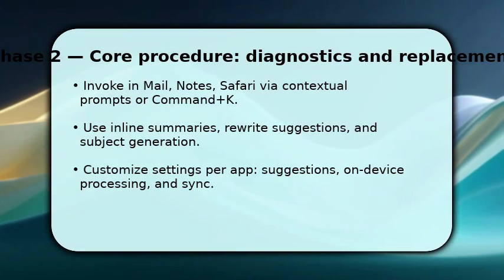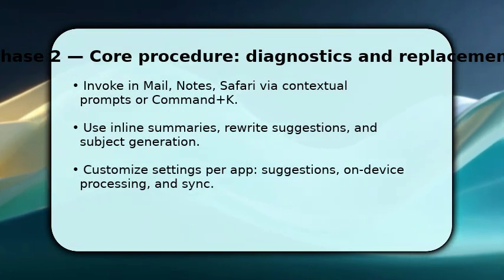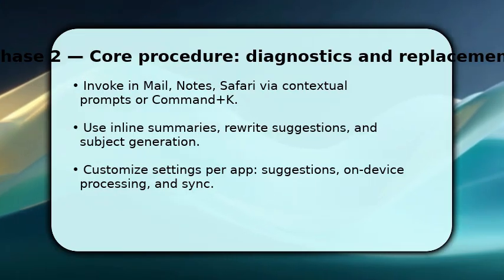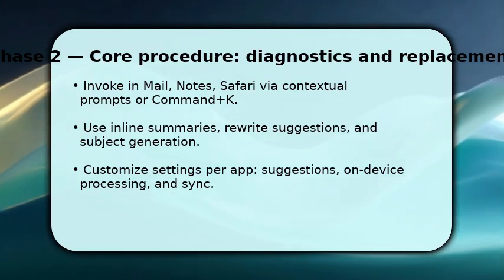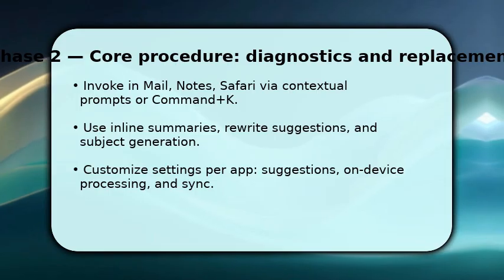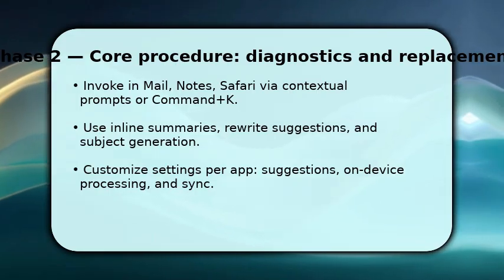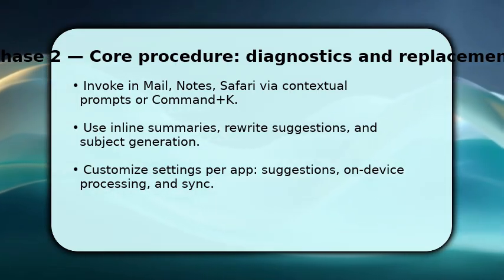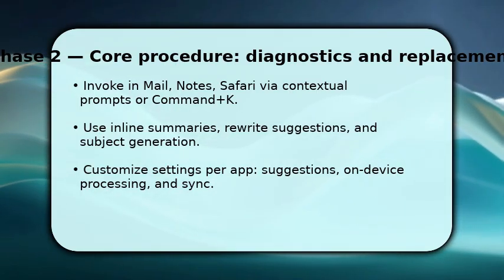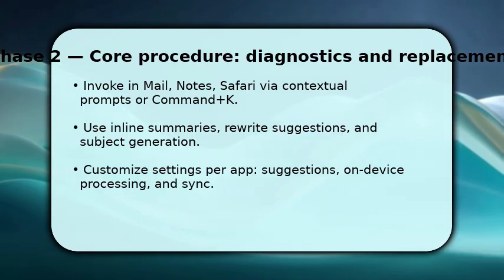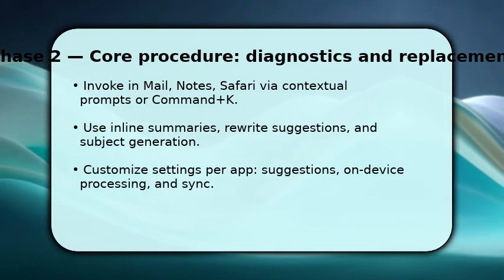Now use Apple Intelligence inside your apps. In Mail or Notes, click the suggestion chips or press Command+K to get summaries, rewrite options, or subject lines. In Safari, use it to distill long pages. You'll see inline suggestions. Accept, edit, or reject them, because the system learns from your choices.